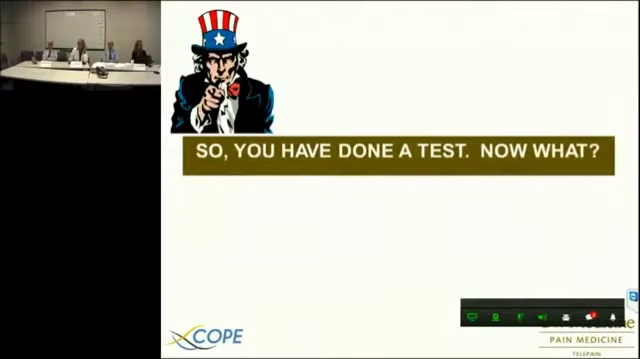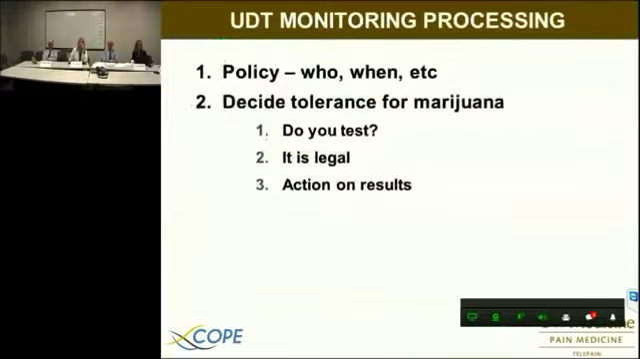So you've done a test and you've gotten your results, and now you have to meet and decide what you're going to do and what you're going to tell a patient. So you go back to your policy. What does your policy say? Who are you doing testing on? How are you doing testing?